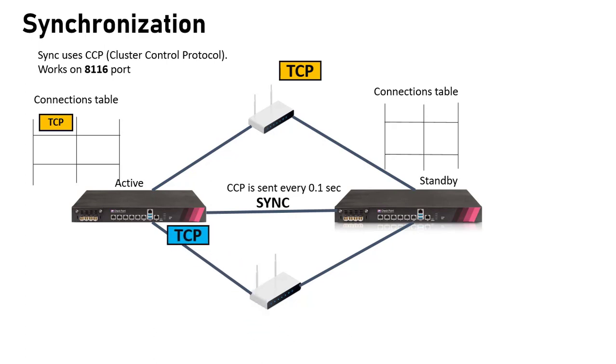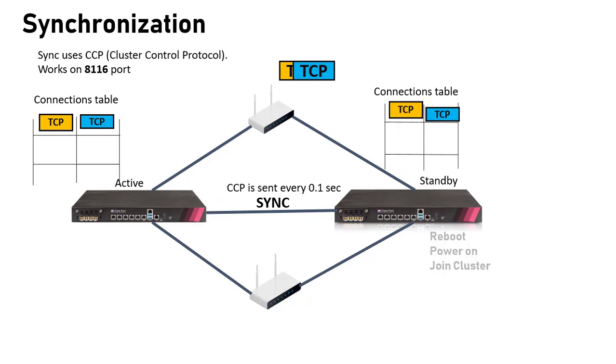At the same time, we have a second connection as well, just to show you something a bit more complicated. Not one connection, we have two. That connection is being sent out to the standby device, though it's actually way too slow for the traffic flow that I have. It happens over 0.1 second over the sync interface. It's being duplicated into the connection table of the standby device. Same for the second connection. Regardless of how many of them we have, it's going to happen over our sync interface, with the CCP packet.